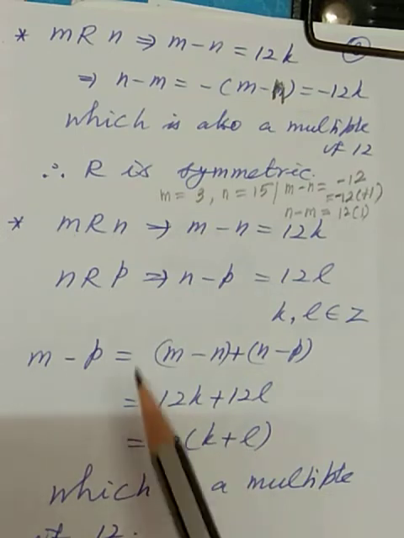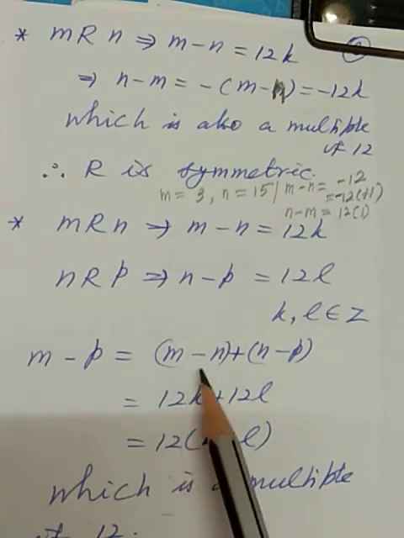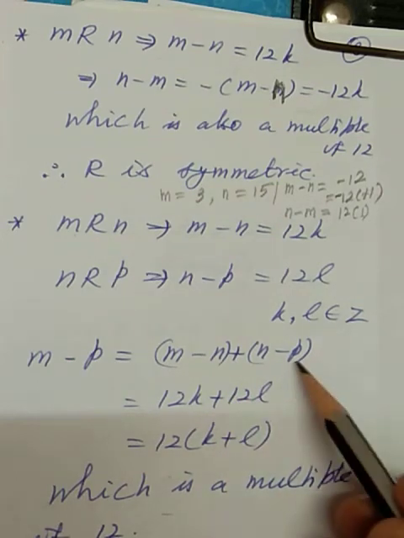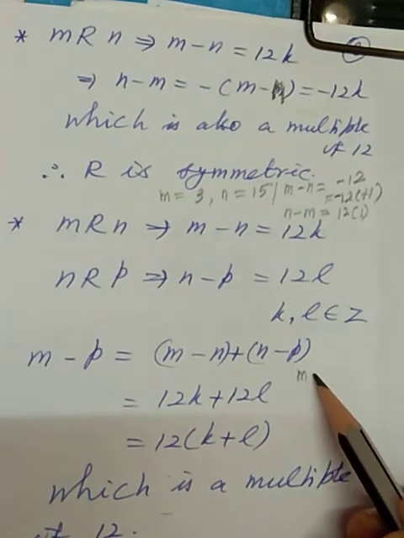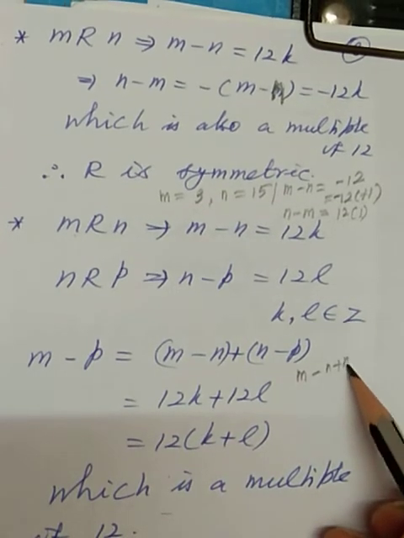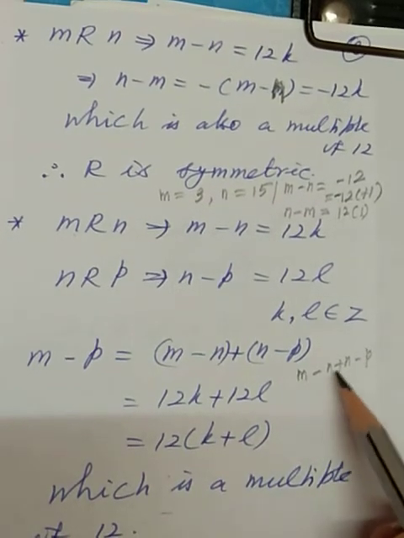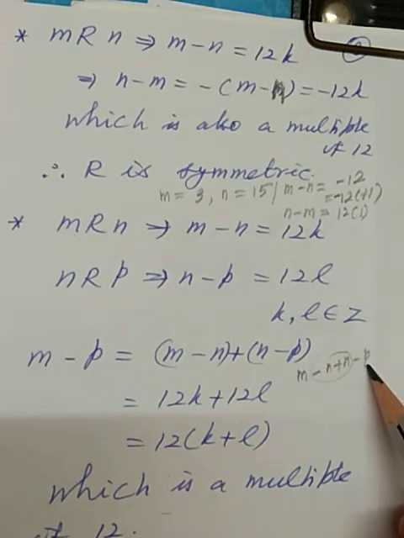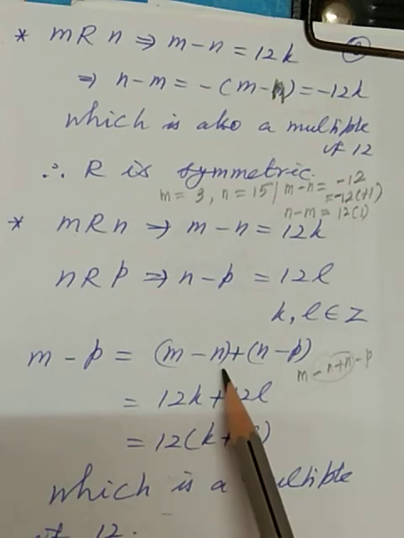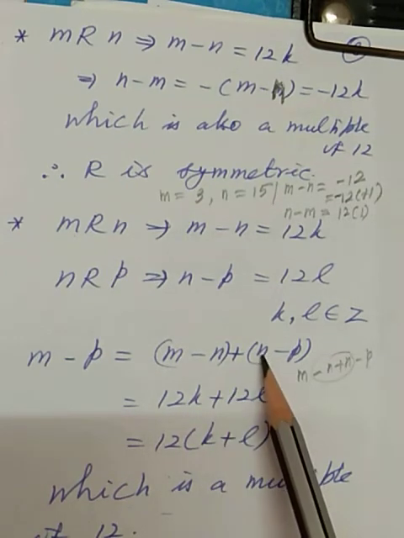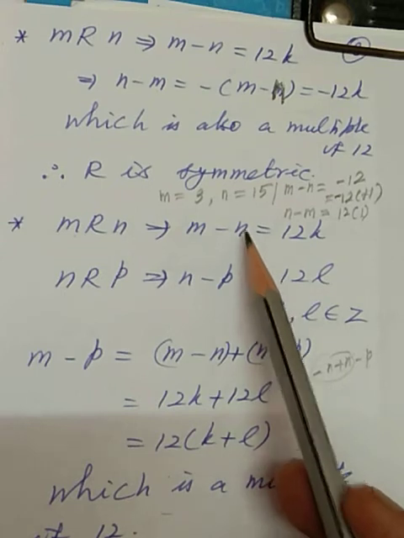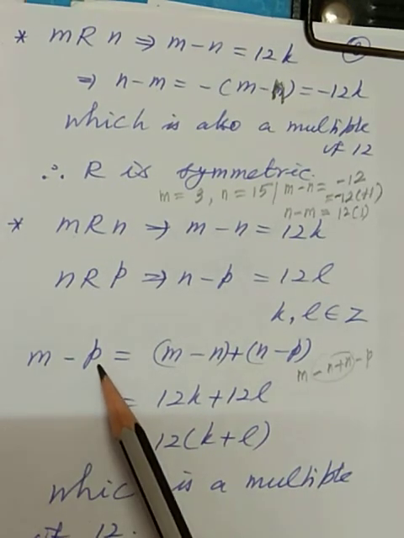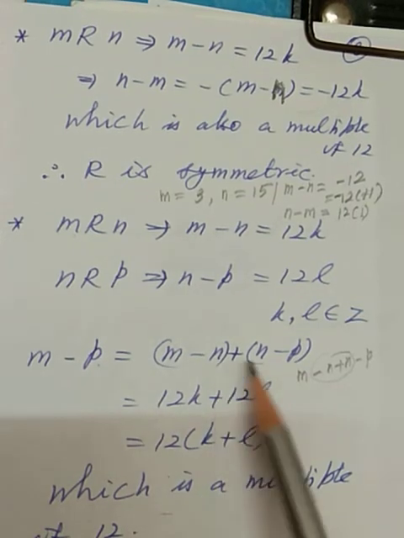You see here m minus p equal to m minus n plus n minus p. What we do here: m minus n plus n minus p, we just add and subtract n. So the original value is m minus p. Why we add n and subtract n: because we have the value for m minus n and also the value for n minus p. So you write m minus p in terms of m minus n and n minus p.